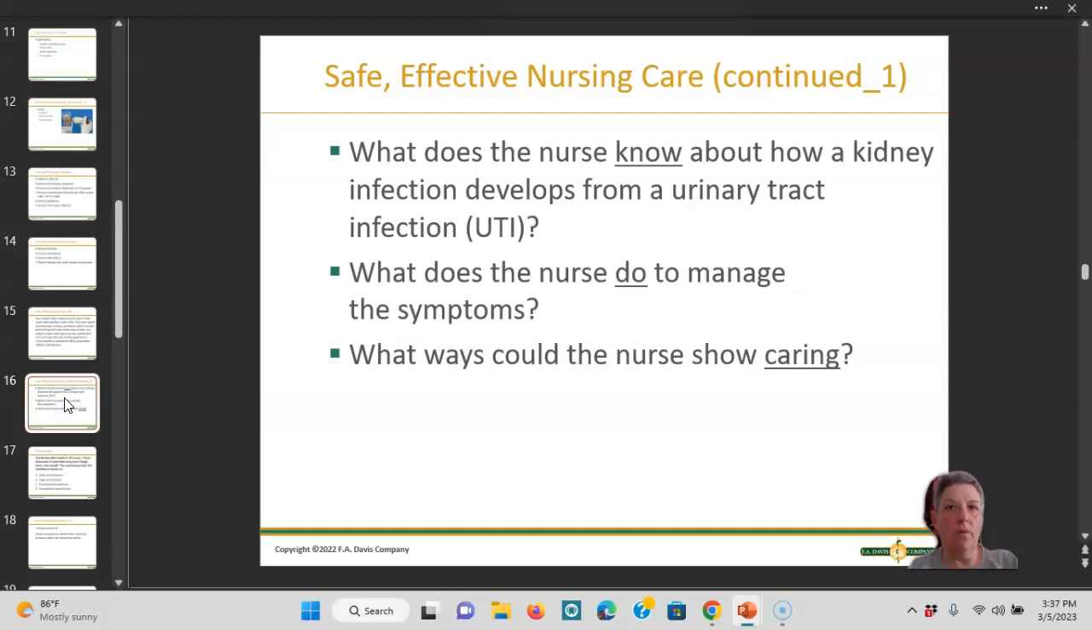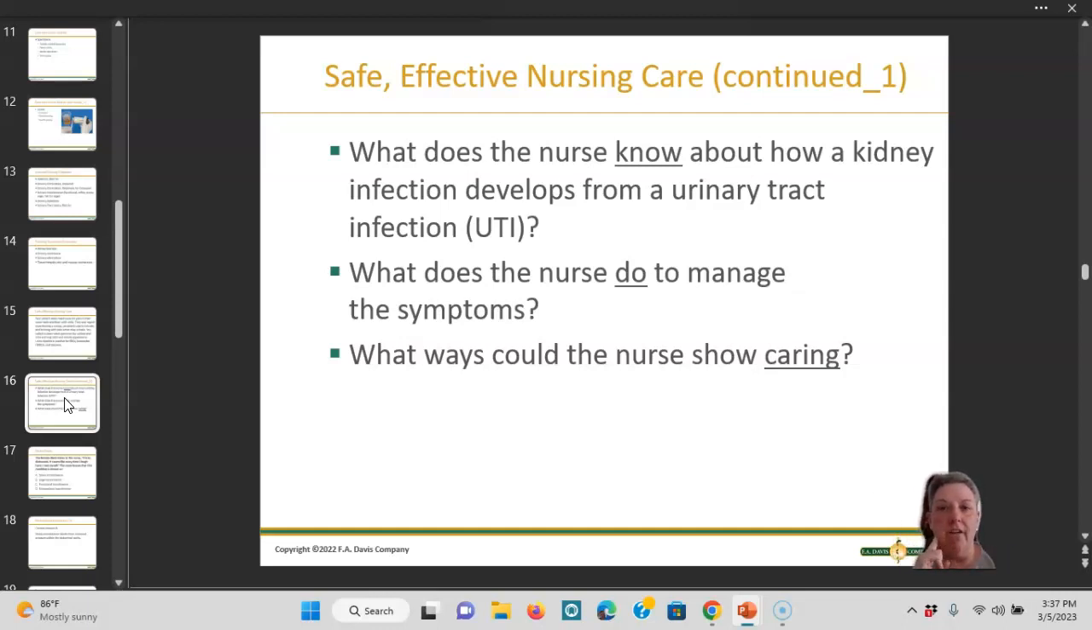What does the nurse know about how a kidney infection develops? It goes up the tract. So a urinary tract infection becomes a kidney infection very easily. What does the nurse do to manage the symptoms? Antispasmodic medication, because usually the spasms are causing the pain. What else do we do? Cranberry juice.